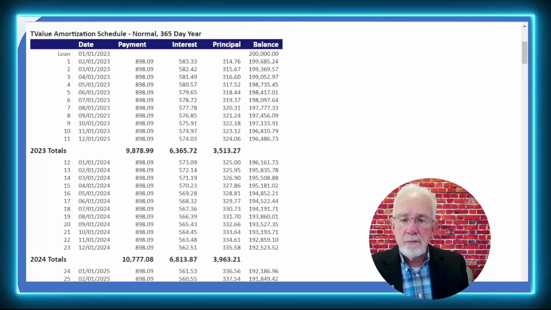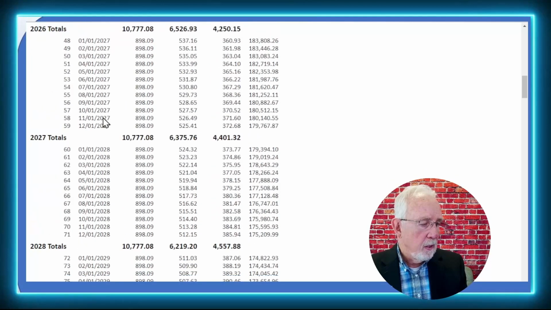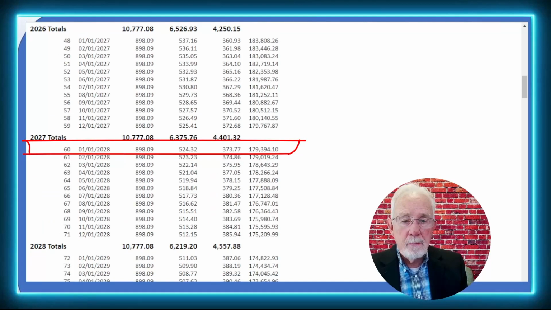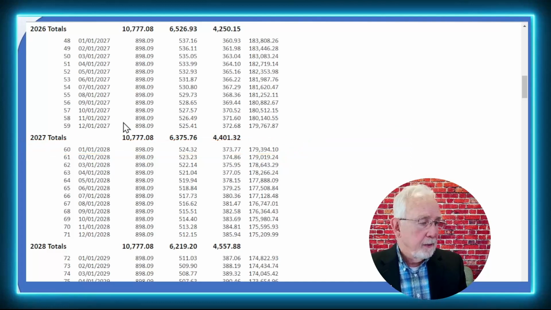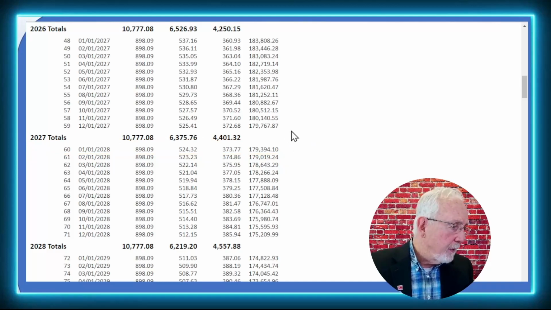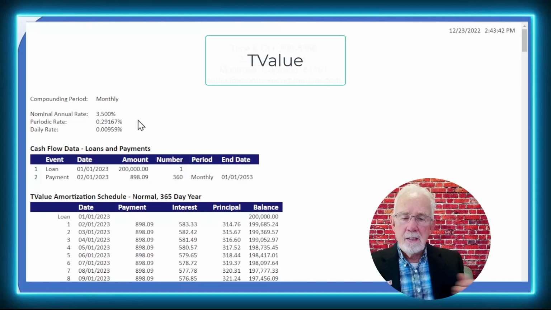So let's look at 5 years. That would be 60 months. We talked about paying this off. What would I owe in 60 months? Now in 60 months, you can see that you still owe $179,394. You have not dropped the principal by very much because you still owe $179,000, and you started out with $200,000. So that's nearly $20,000 that you have paid off in 5 years.